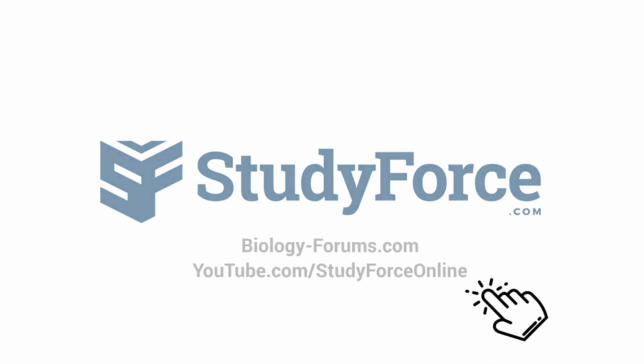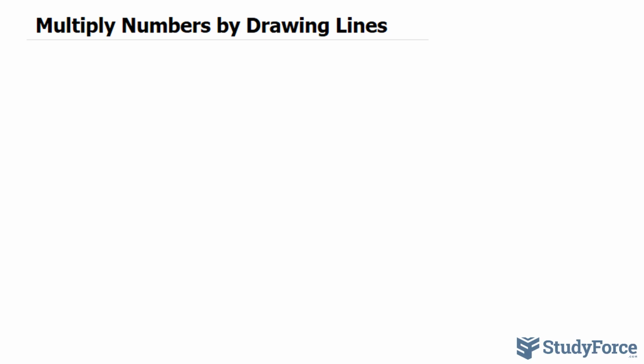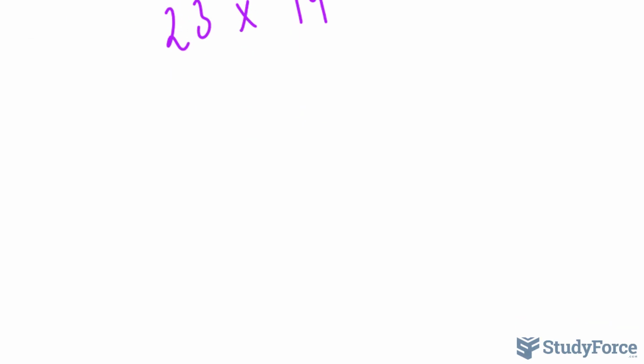In this lesson, I'll teach you how to multiply two-digit numbers visually using lines as opposed to the traditional way of multiplying. So let's say we want to multiply the number 23 times 14. Now we don't have a calculator handy, all we have is a piece of paper. So here's how it's done.